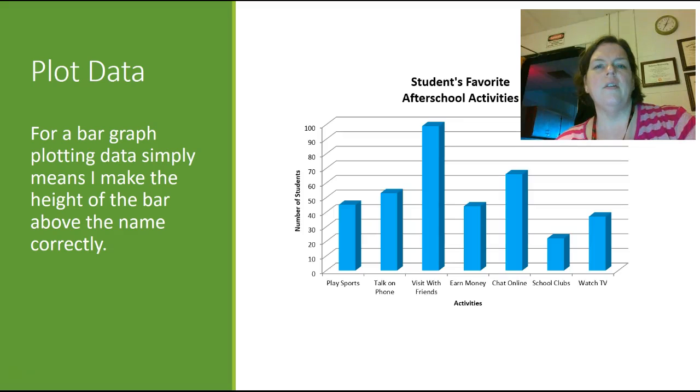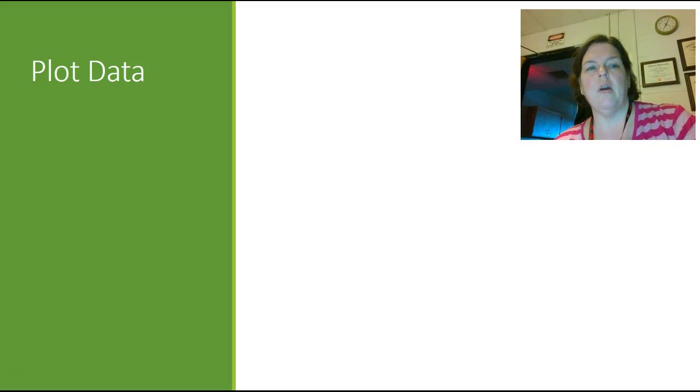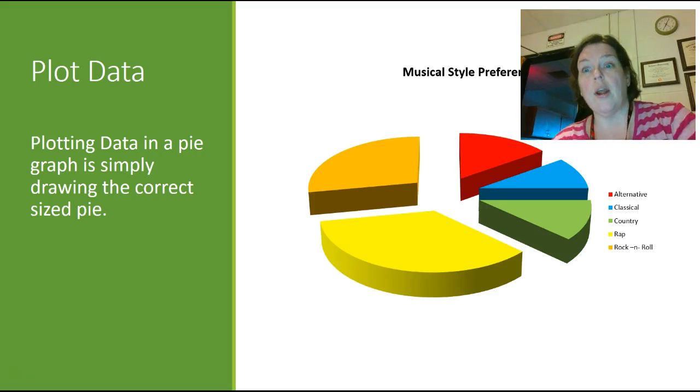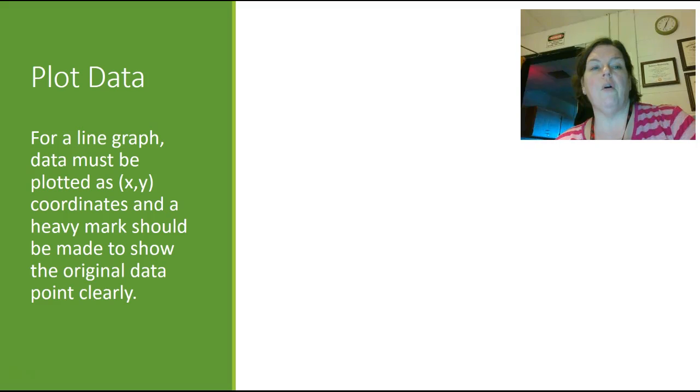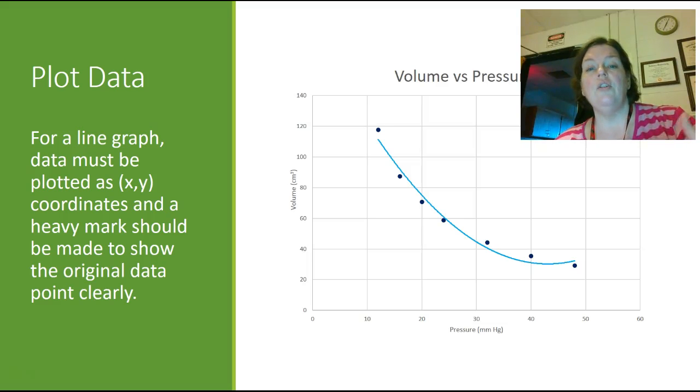Okay, plot data. So for bars, we're basically telling how high that bar needs to be. That's what that's representing, the height of the bar. And so that's the plot data for a bar graph. For a pie graph, you're actually drawing that pie piece out. So you've got the angle, now draw the angle out to the edges of the circle to give yourself a pie piece. Okay? For a line graph, you're actually plotting each specific point.